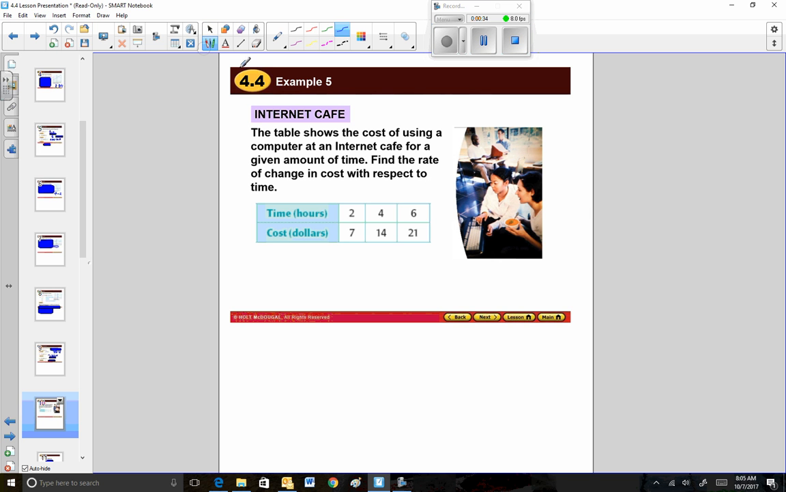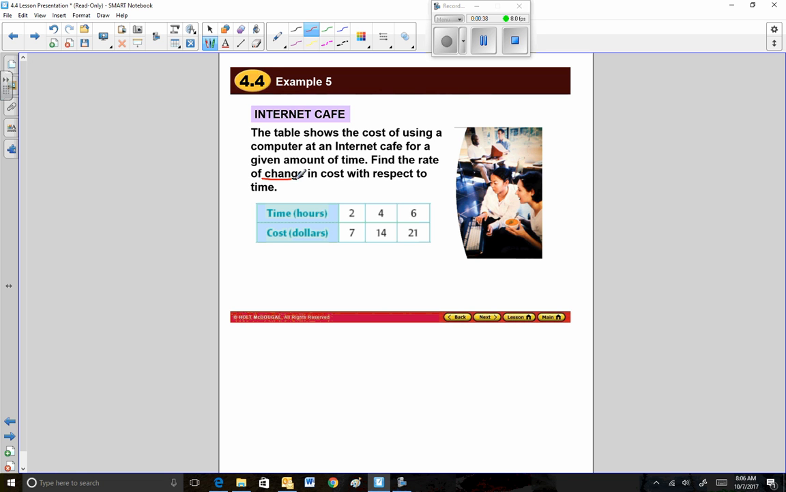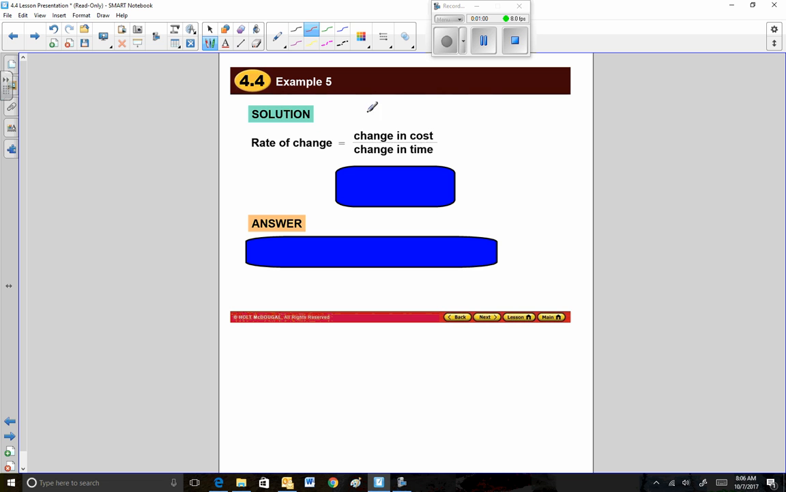It says change of cost. You'll notice that cost, this is our x and this is our y traditionally, and that's what it is in this case. So the change in your cost is the change in y with respect to time, which is your x. So if you want change of cost with respect to time, you are basically looking at your slope. So let's take a look.